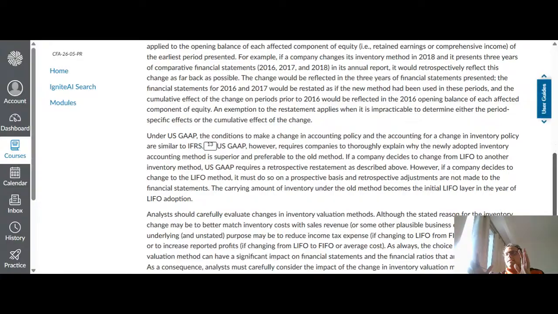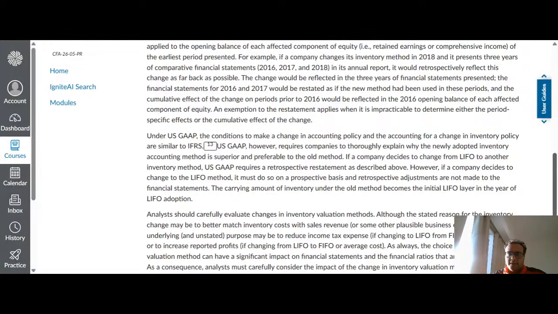So if you are having 3 years, then you have to restate for the earlier years, and for the impact for the year prior to that, for prior to 2016, you have to put that in your, let's say, equity reserves. But in US GAAP, the conditions to make a change in accounting policy and the accounting from the changes in inventory are similar to IFRS.